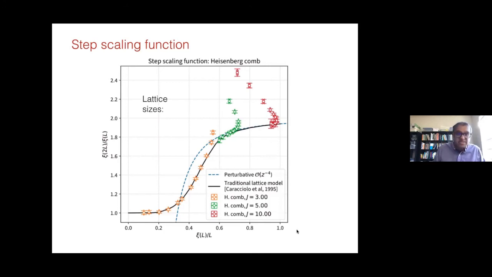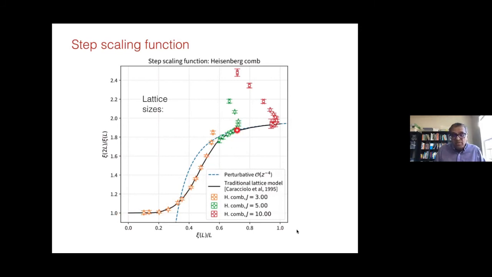So J equals 3. Remember, to get this graph, I need to do a calculation at L and a calculation at 2L. So this point is at L equals 12 and 24. This is 24 and 48. This is 32 and 64 and so on. So you see, by lattice size 32, I start falling on that curve, and it starts going exactly how I want.